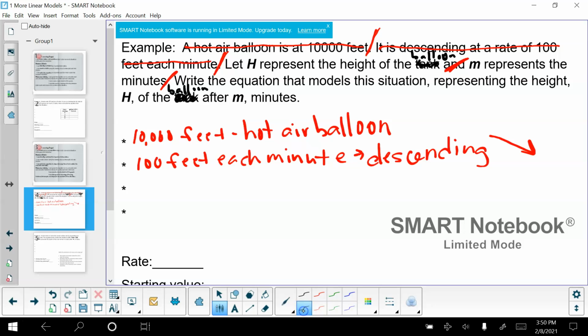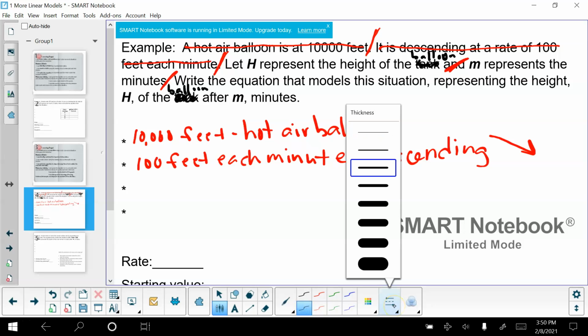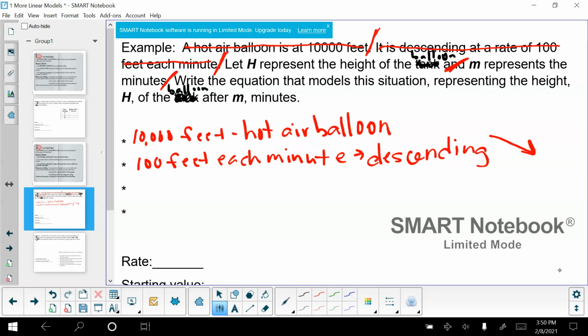Now the next sentence says, let H represent the height of the balloon. Okay, this is important because a lot of times we just use X's and Y's in equations, but if they give you a letter to use, it's important to use that letter. So I'm going to write down what the letter is. It's H, and I'm going to write down what it's for. It represents the height of the balloon. Okay, so that's that one. And I used a different color just to sort of draw attention to it.